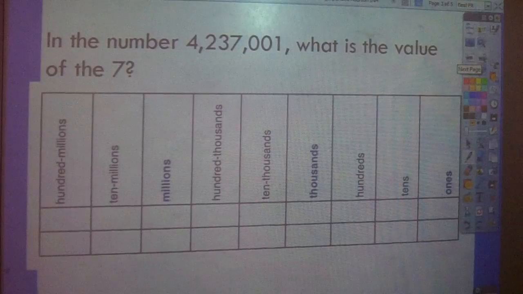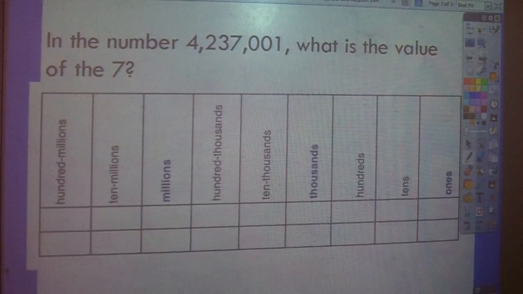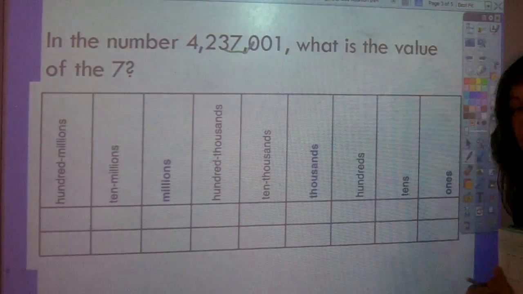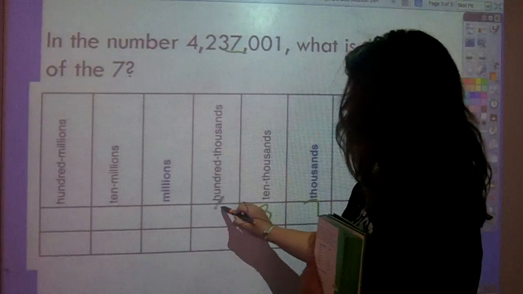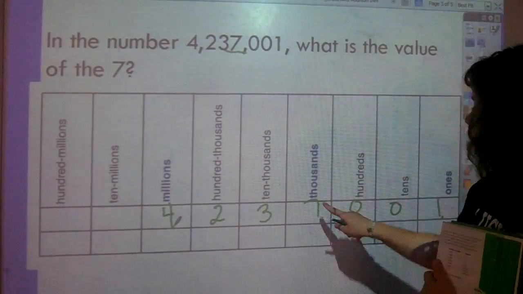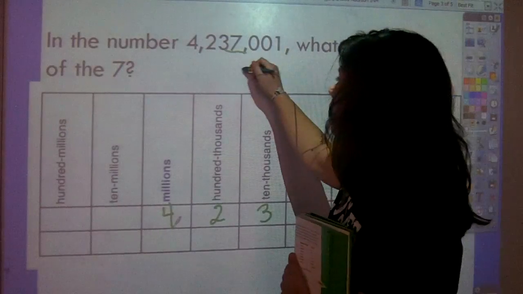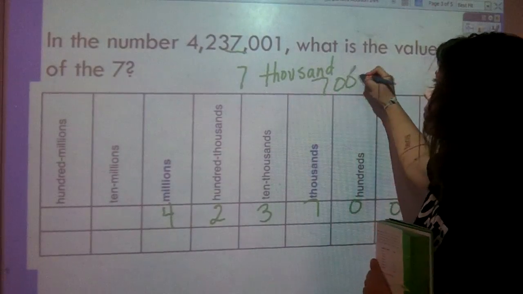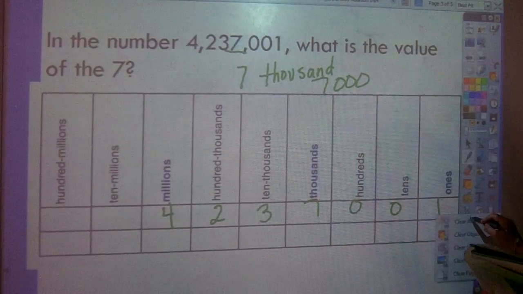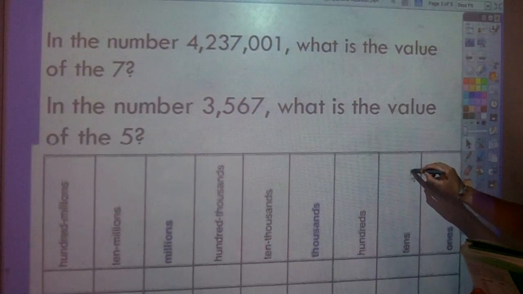Here's a big one. In the number 4,237,001, what is the value of the 7? Take a look at the place value chart and find the 7. I can see if I go back and plug this in. The digit 7 is in the thousands place, so I have 7,000. Woo!